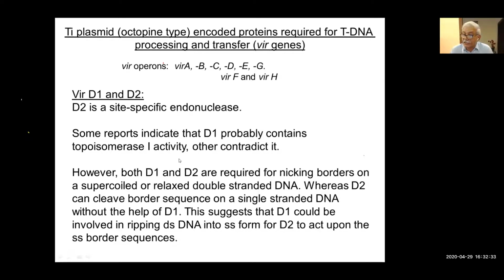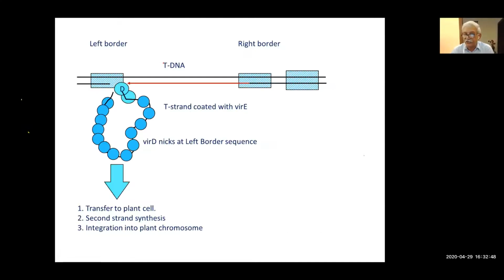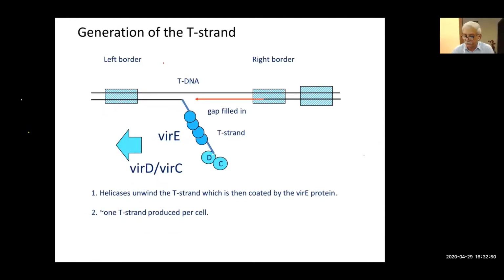I'm repeating it again and again. Okay? So it does not have to do anything with making a double-stranded DNA. It is involved in making the tDNA by producing the nicks in the left border and right border. This is what I was showing you in this slide.